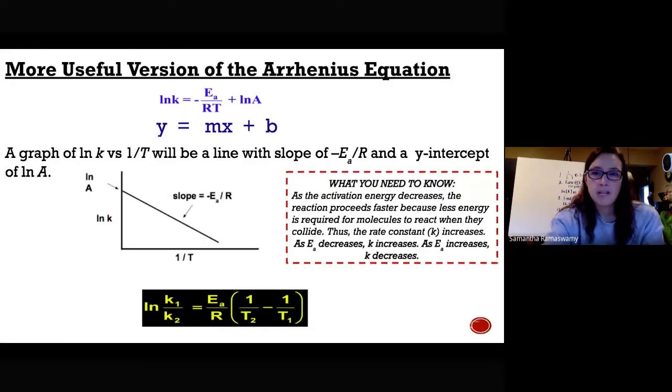Okay, any questions on activation energy and rate constant for now?